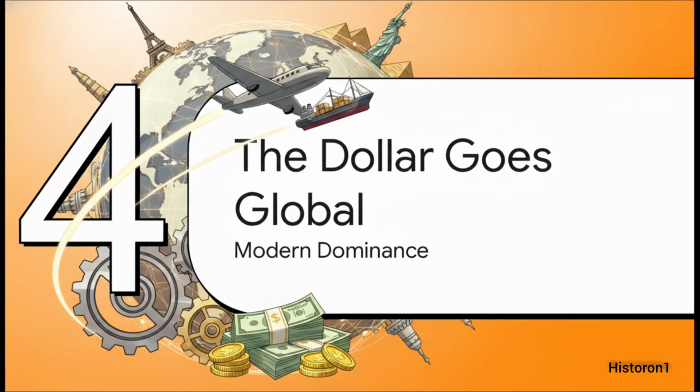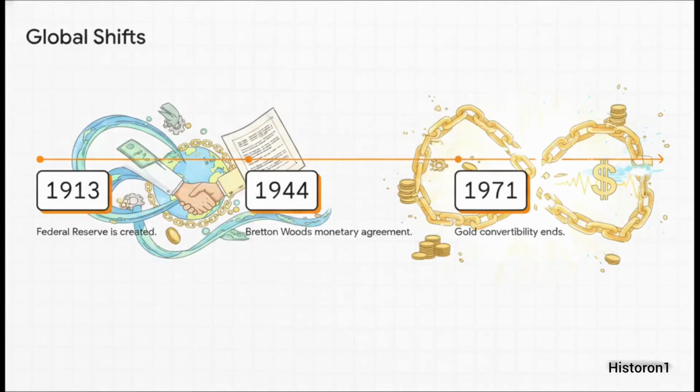Part 4. The dollar goes global. World War II to modern dominance. The true catalyst for international supremacy was the massive logistical and financial shift of the 1940s. Two pivotal 20th century events propelled the dollar to global supremacy following the creation of the Fed. In 1944, the Bretton Woods Agreement fundamentally restructured global finance. And later, there was a massive turning point in 1971 when gold convertibility ended. Let's unpack exactly how these moments completely changed the world.